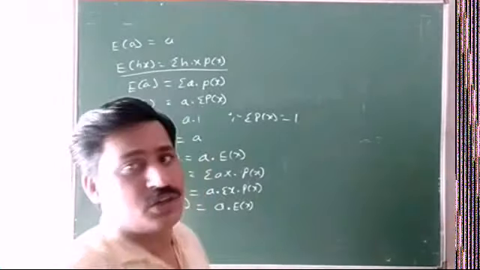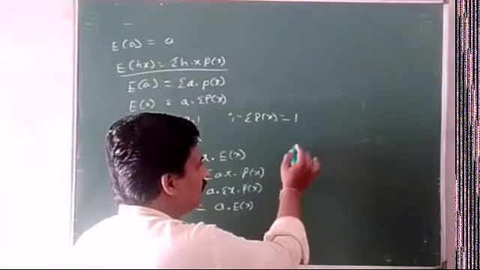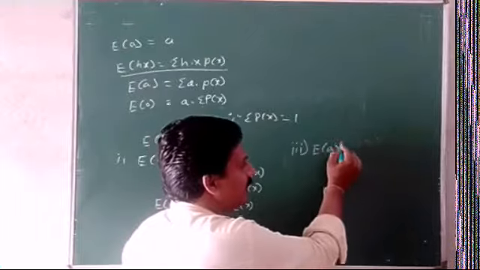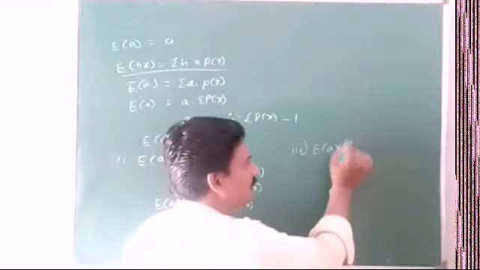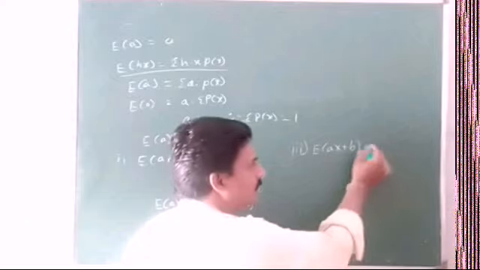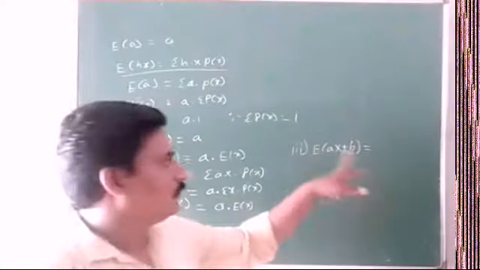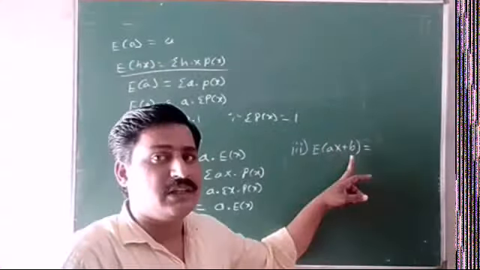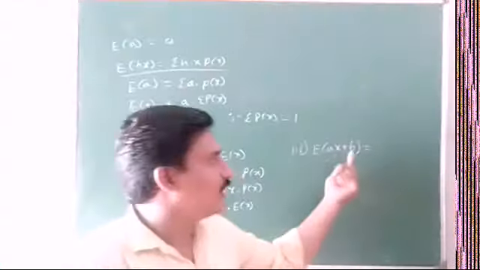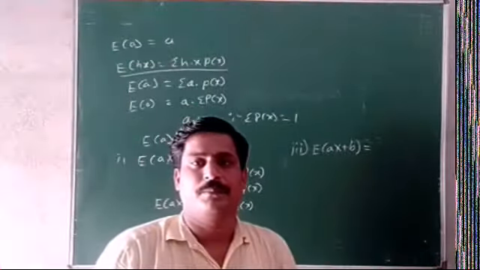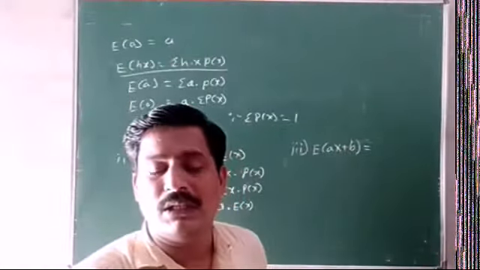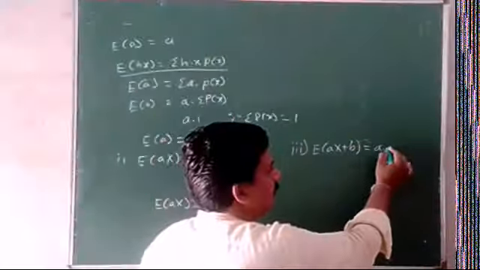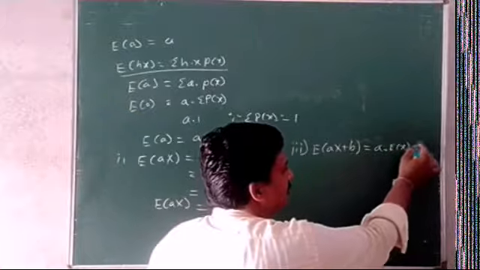The third concept is when a constant is added. That is E of ax plus b. a is a constant which you are multiplying with x, and b is a second constant which we are adding to ax here. Then what result do we expect here? That is a into E of x plus b.